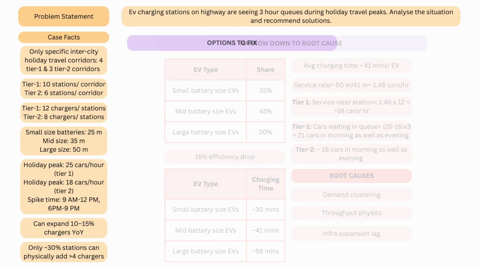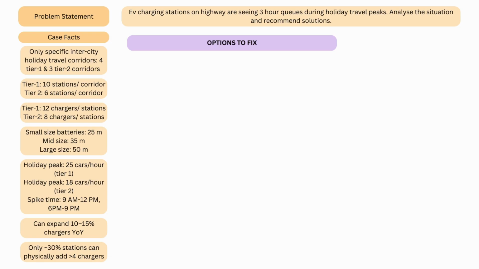Now let's move on to the options to fix. Here we'll divide it into four parts. The first is immediate, that is 0 to 6 months timeframe. Because infra scaling is slow, we focus here first. Here we focus on smart load balancing routing. This is the primary lever. We route demand away from the top 30% congested stations. This will help reduce hotspot queue 30 to 50% without new chargers.